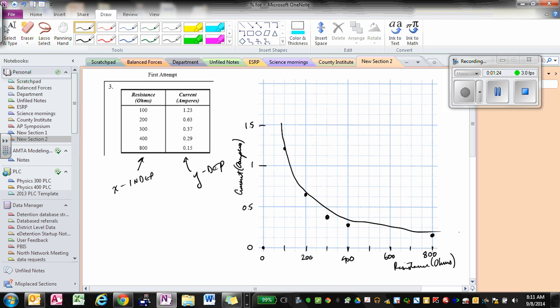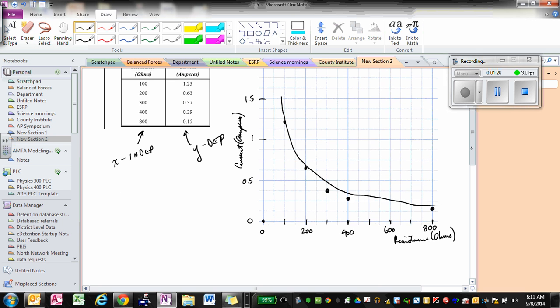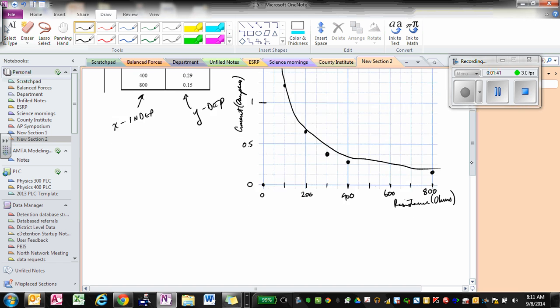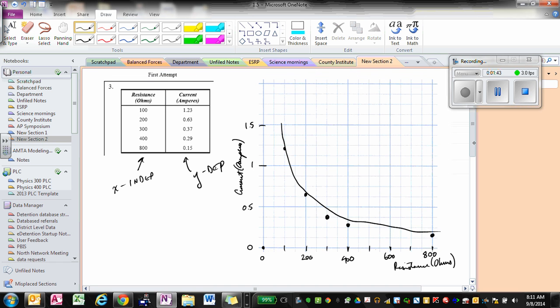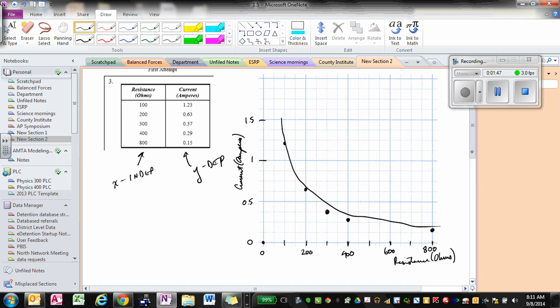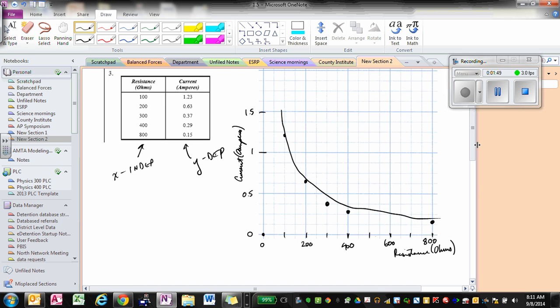Okay, better. When I look at this, I can see that this is an inverse relationship. So I know from this shape that current is going to be proportional to the inverse of resistance, or the other way around, that the inverse of current will be proportional to resistance. I'm going to manipulate the resistance values. So I'm going to make a column that's equal to 1 over resistance.